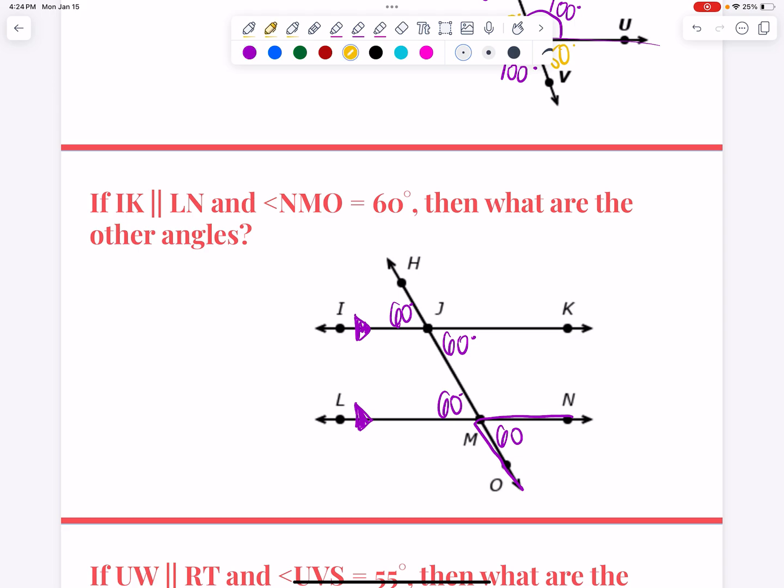So how do I find the yellow sets? I do 180, which is a straight line, and I subtract off 60. So how much is left? 120 degrees, which makes sense as an answer because that is obtuse, and those are in fact obtuse angles. So 120 for all of my other sets.